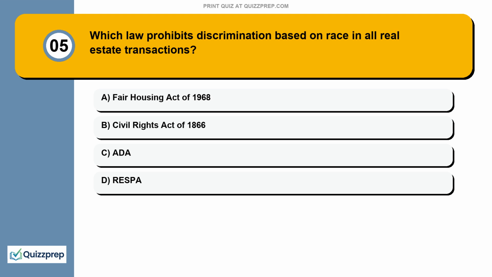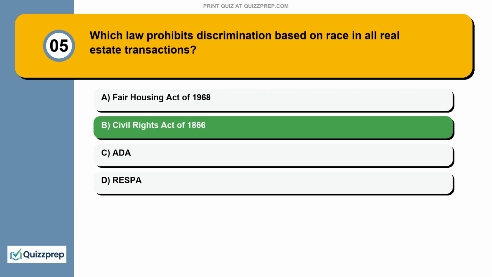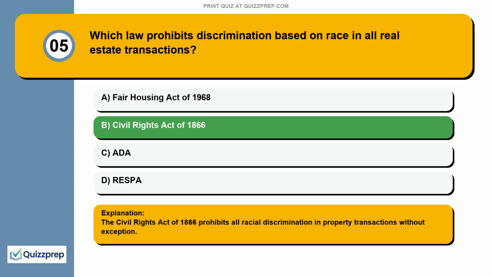Question 5. Which law prohibits discrimination based on race in all real estate transactions? Fair Housing Act of 1968, Civil Rights Act of 1866, ADA, RESPA. The Civil Rights Act of 1866 prohibits all racial discrimination in property transactions without exception.